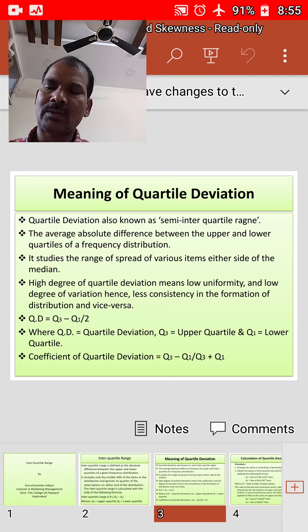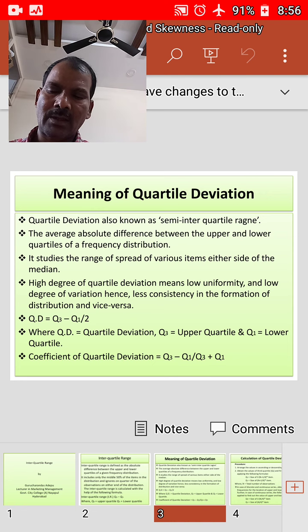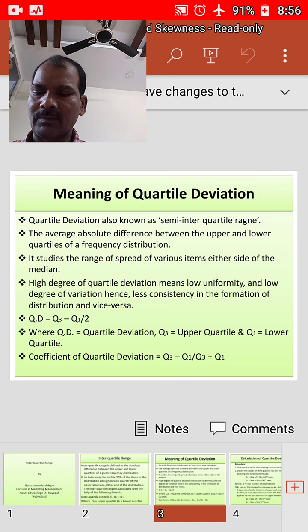Quartile deviation, also known as semi interquartile range, can be defined as the average absolute difference between the upper and lower quartiles of the frequency distribution. It studies the range of spread of various items on either side of the median. But while studying the spread, it considers only 25% of the items on either side of the median, and it ignores nearly 50% of the items scattered on the extreme ends of the distribution.